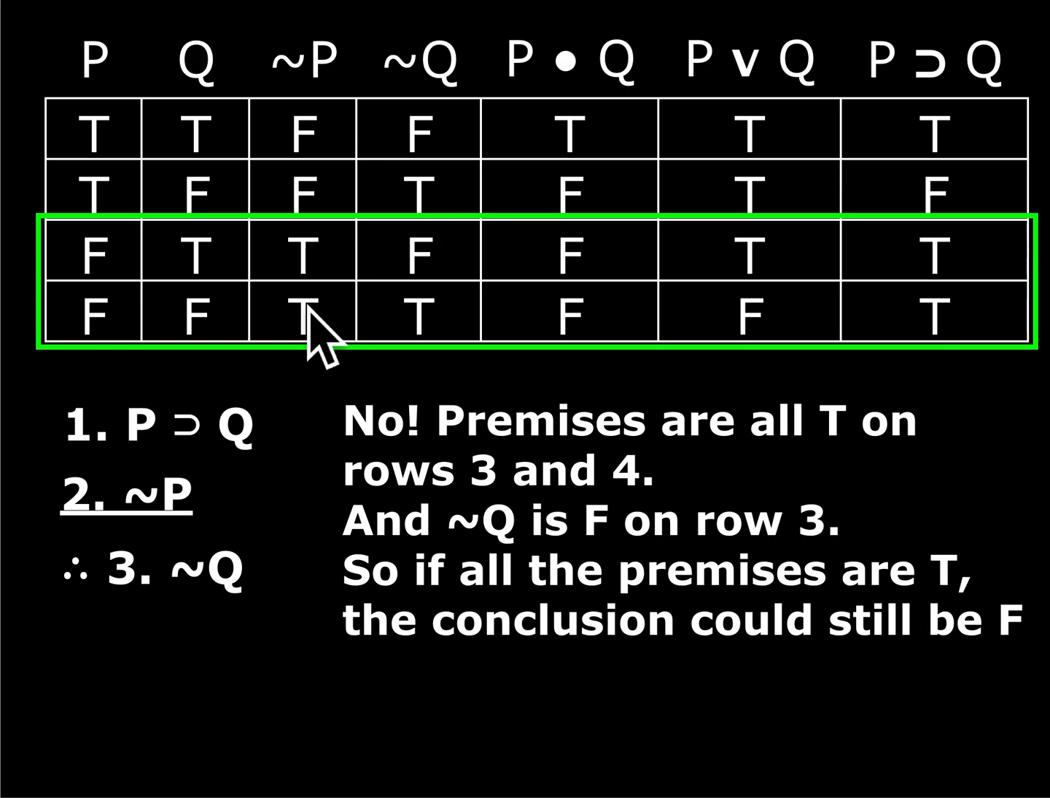So we're going to restrict attention to those two rows and then ask, is it possible for the conclusion to be true? Well, where's not Q? That's the conclusion. Does it have to be true? No. It's true here, but it's false there. Row 3 is one of the rows where all the premises are true. So we can see that even if all the premises are true, the conclusion could still be false. So that argument isn't valid. Not valid at all. All right.